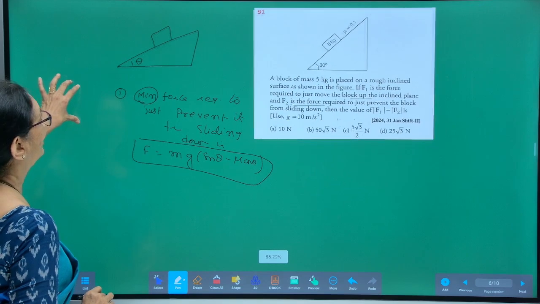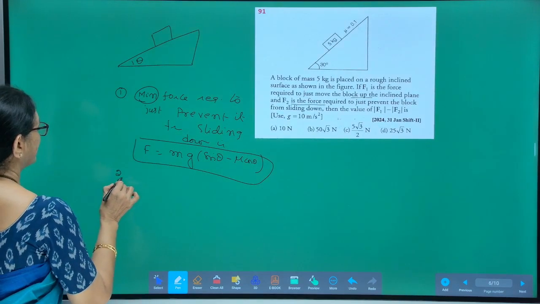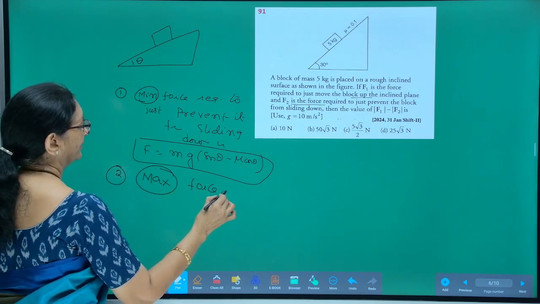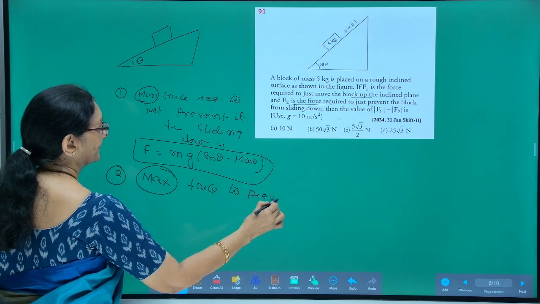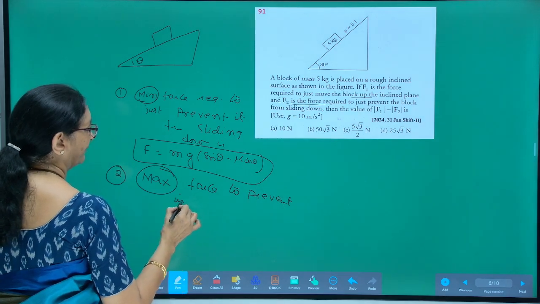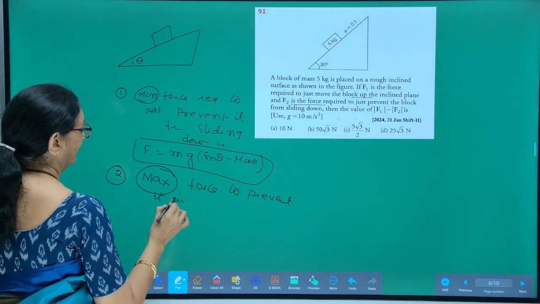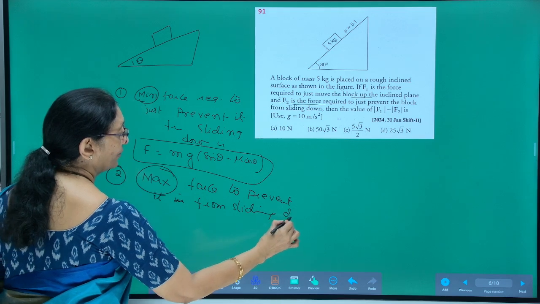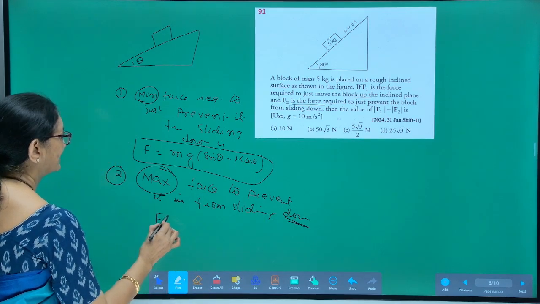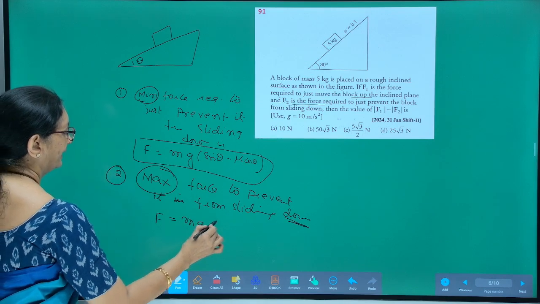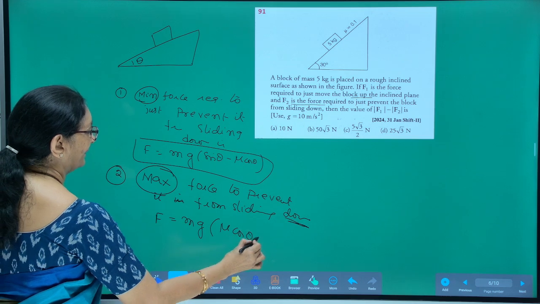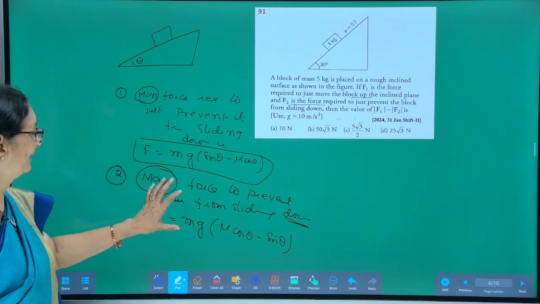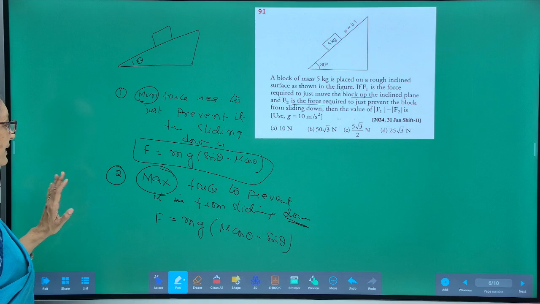Now, look here, the maximum force to prevent it from sliding down is F is equal to mg into mu cos theta minus sin theta. To just prevent it from sliding, the maximum force is this.